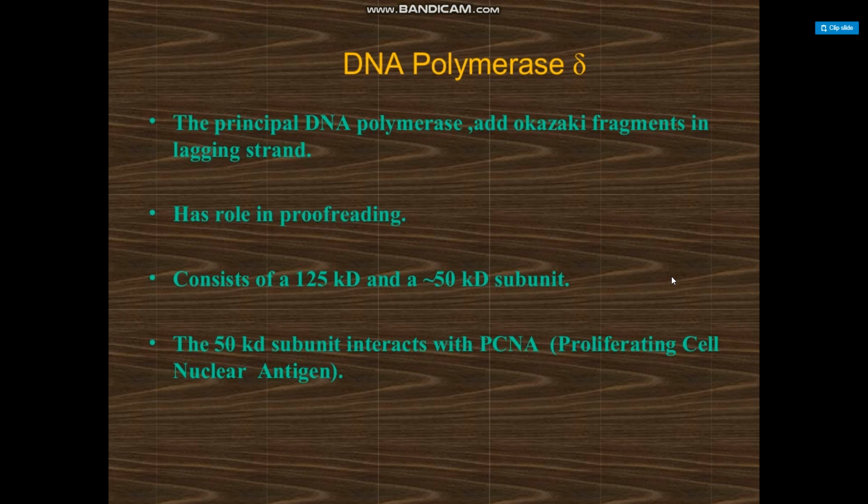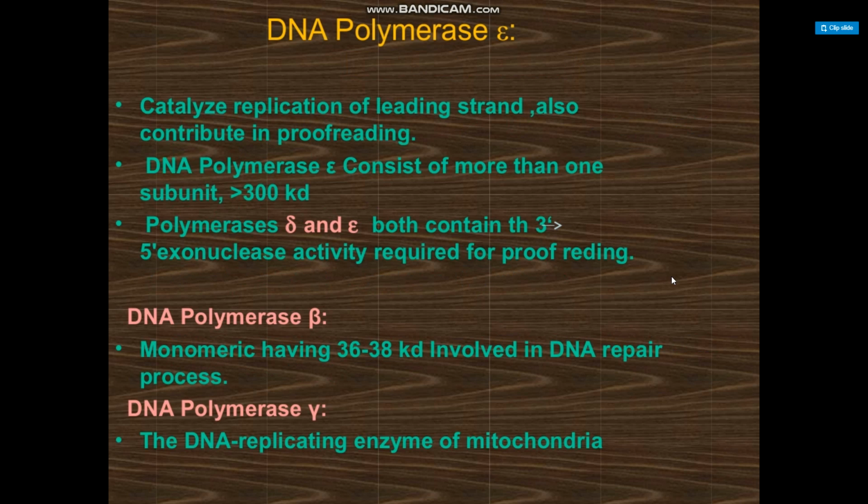It consists of 125 kD and 50 kD subunits. The 50 kD subunit interacts with PCNA, proliferating cell nuclear antigen. Next is DNA polymerase epsilon. It catalyzes replication of the leading strand and also contributes to proofreading. DNA polymerase epsilon consists of more than one subunit. Polymerase delta and epsilon both contain the 3' to 5' exonuclease activity required for proofreading.